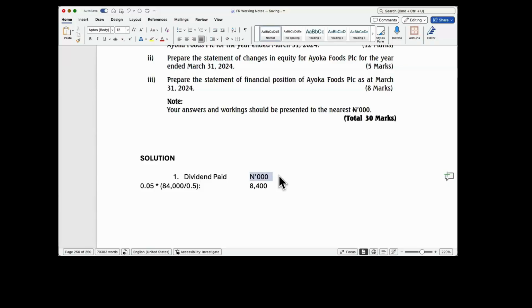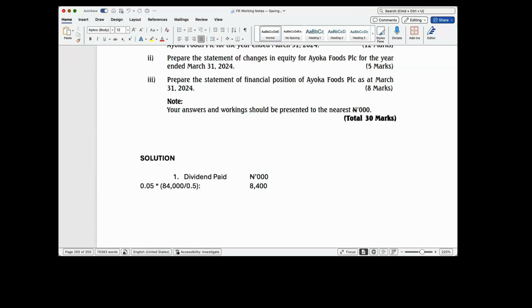Now, remember, if you look at the last note the examiner gave us, the answers and workings should be presented to the nearest thousands. They are not joking. They mean what they are saying. If you just go ahead and write 8,400, your figure is wrong. You might get marks for methodology, but your figure is wrong. So ensure you remember to do this.